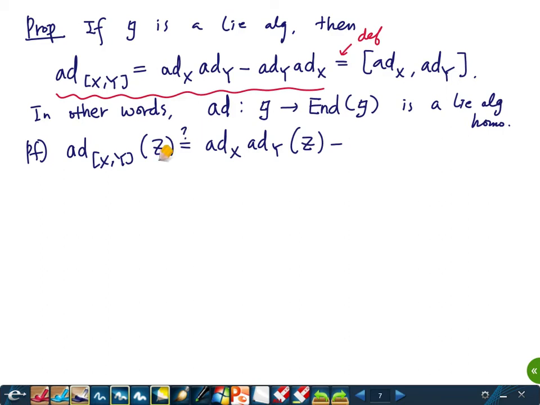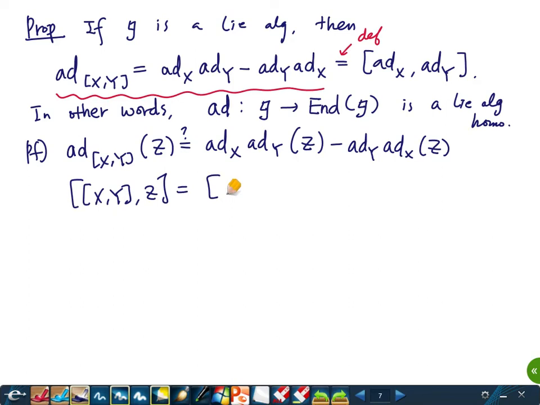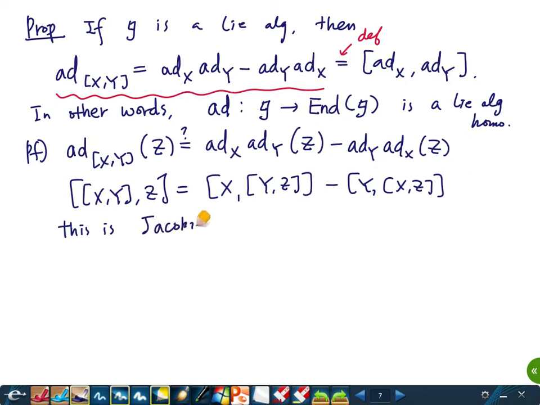We want to show this for every element z in G. Is this true? Let's rewrite this. [[X, Y], Z]. But now this is a composition. So [X, [Y, Z]] minus [Y, [X, Z]]. So this is just another way of writing the Jacobi identity. Okay?